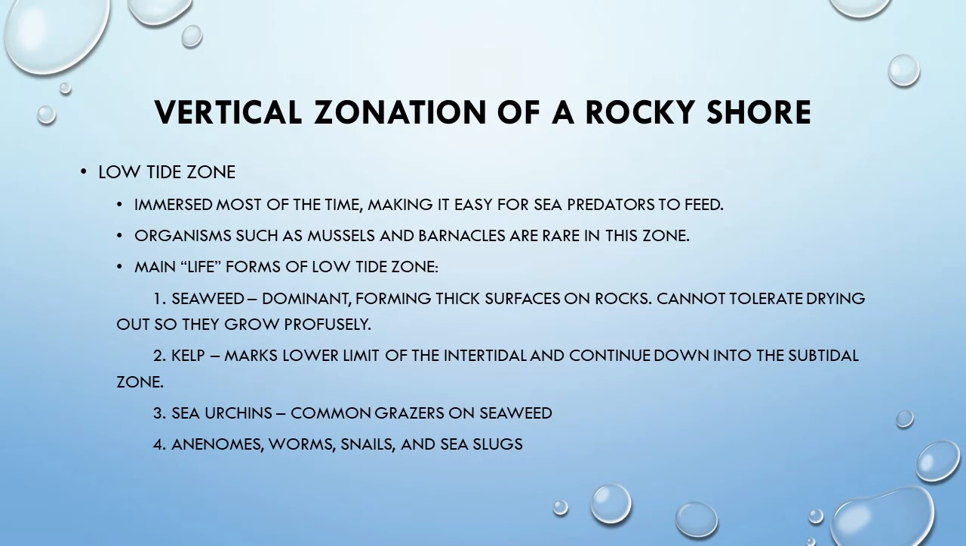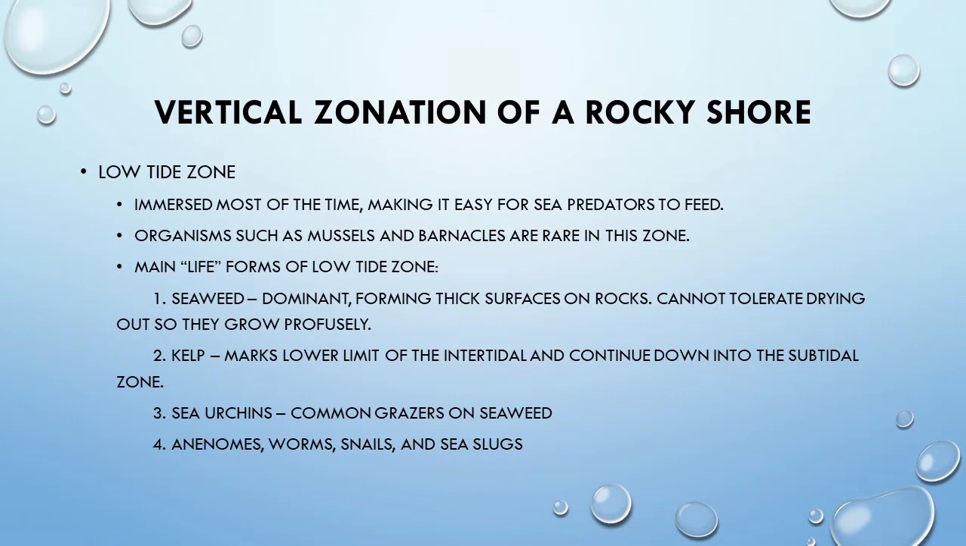The low-tide zone. This is the zone that is immersed most of the time, making it easy for sea predators to feed. Organisms such as mussels and barnacles are rare in this zone. The main life forms in the low-tide zone are four. Number one is the seaweed, which is dominant, forming thick surfaces on rocks. They cannot tolerate drying out, so they grow profusely.